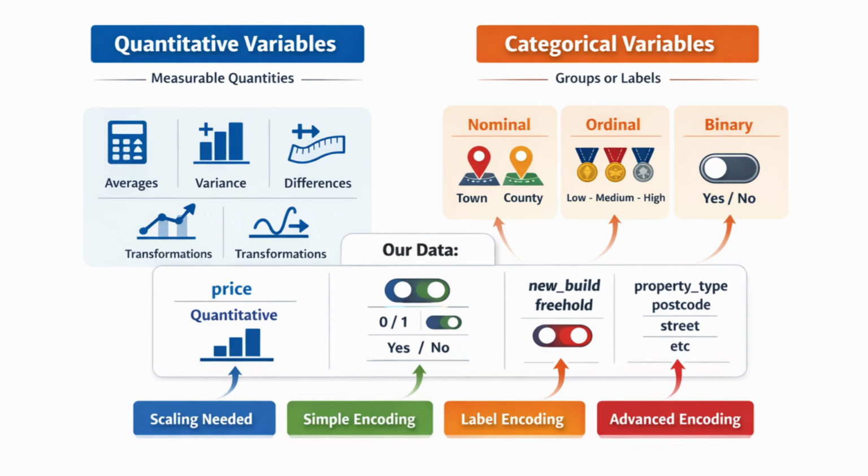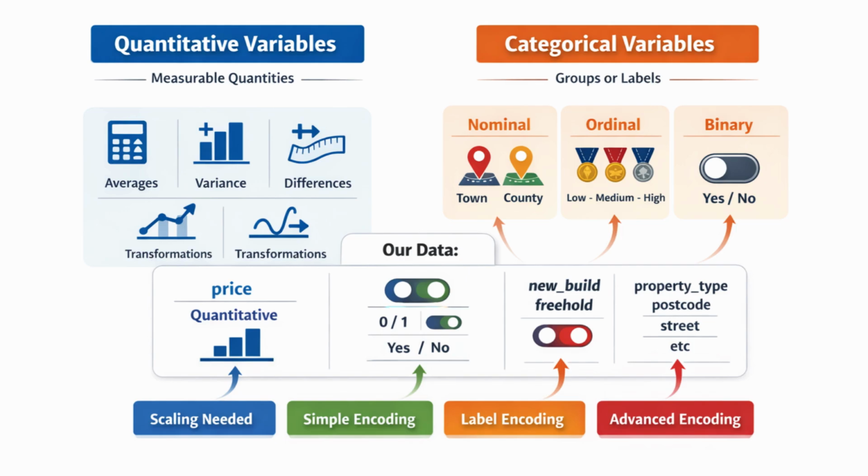Binary categorical variables. Binary variables are a special case of categorical variables. They contain exactly two possible categories. For example, yes/no, true/false, 0/1. Binary variables are technically nominal, but they are simpler to encode. In our dataset, new_build and freehold are binary categorical variables.